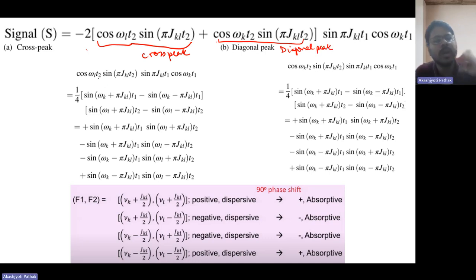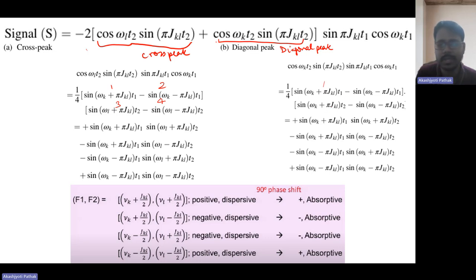Okay, so cos omega1 T2 sine pi J_KL T2, and then if you open this bracket, you will get sine pi J_KL T1 cos omega_K T1. Now if you apply the sine A cos B formula and break this down, you will have four terms: first term, second term, third term, and fourth term. Similarly, for the diagonal peak also, break it down and you will get four different terms.